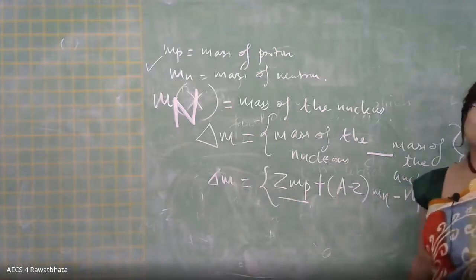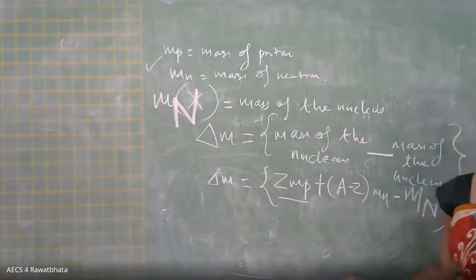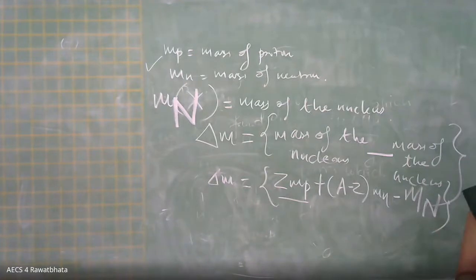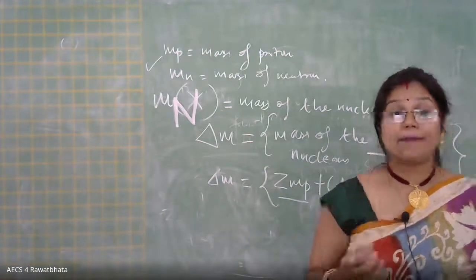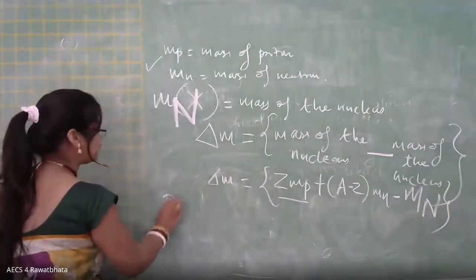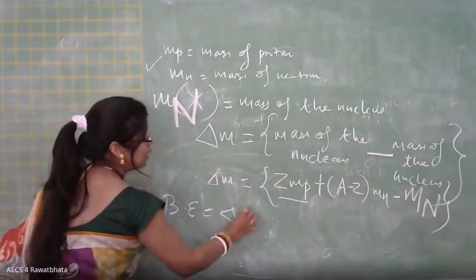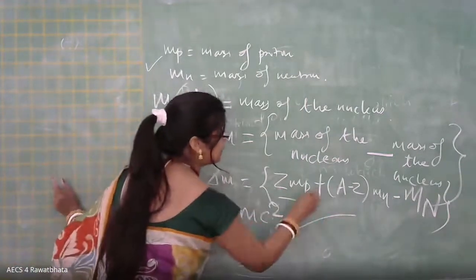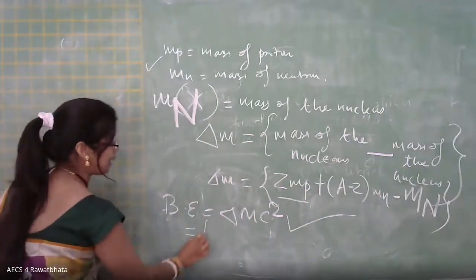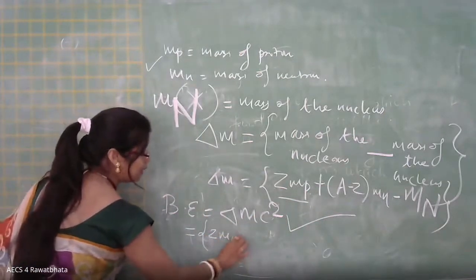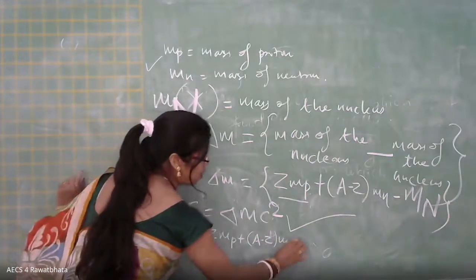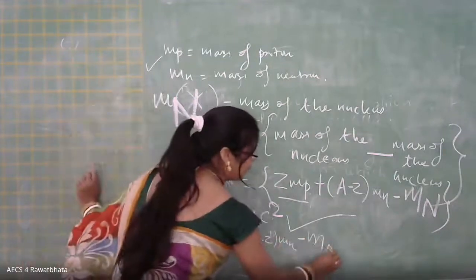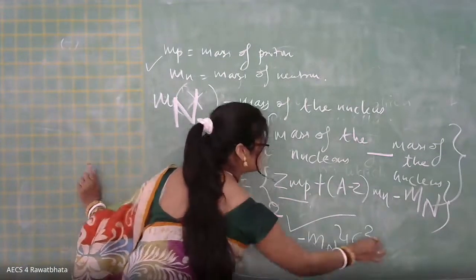So the mass defect is known to you. Now what will be the expression for the binding energy? How do we get the binding energy? It is delta M C square. So the binding energy will be delta M C square. This expression is very, very important. So we'll write it as [ZMP plus (A minus Z) Mn minus M_N] into C square.